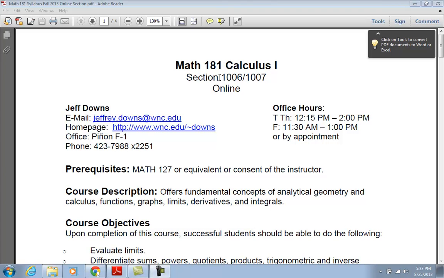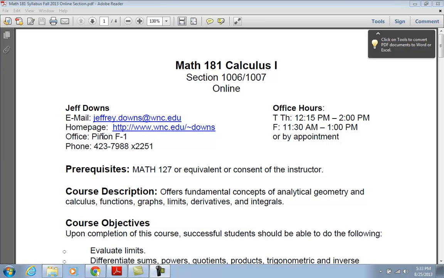This is the syllabus for sections 1006 and 1007. These are the online sections. My name is Jeff Downs. My email address is jeffrey.downs@wnc.edu. My home page is www.wnc.edu/downs. You can find the lessons and all that there, but all the lessons are also going to be inside of Canvas, our learning management system.